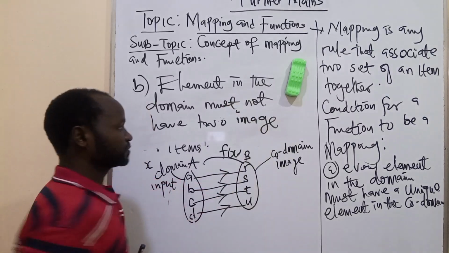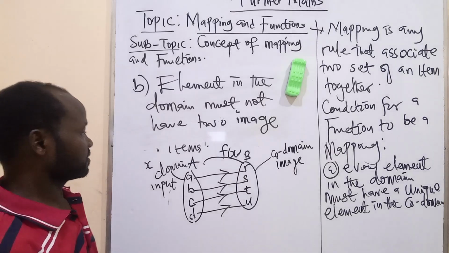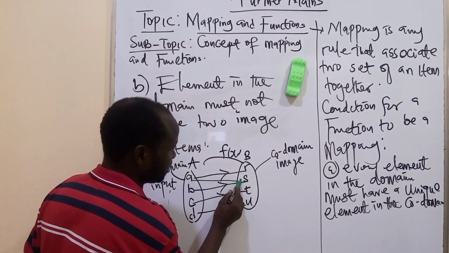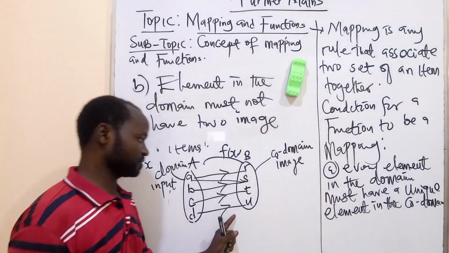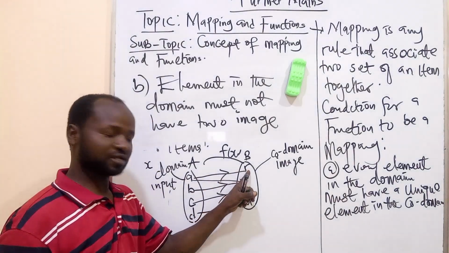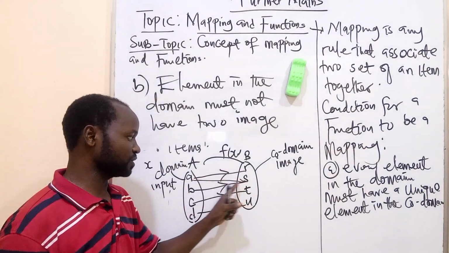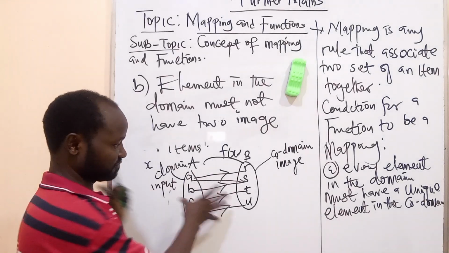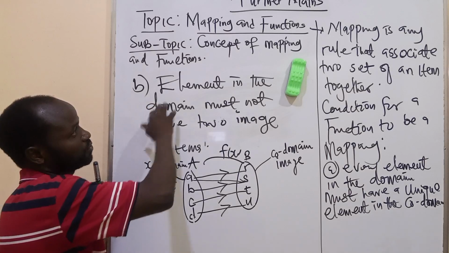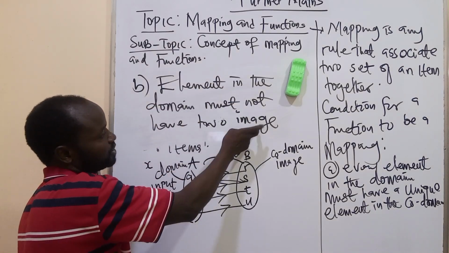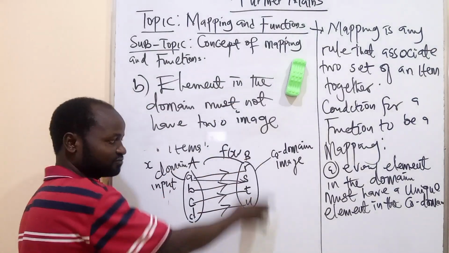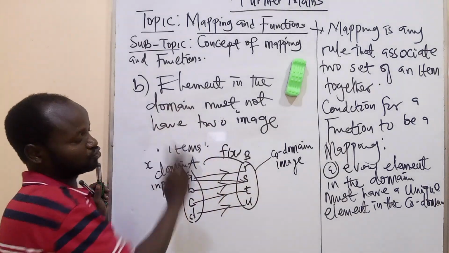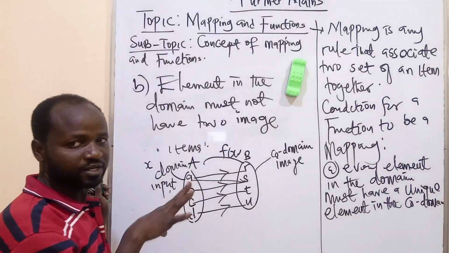What we are saying is, it's not possible for this A to be like this. If A is having the image R, and A is having the image S, it means this is not a function, but it is a mapping. So an element in the domain must not have two separate images. These are the two conditions for a function to be a mapping.